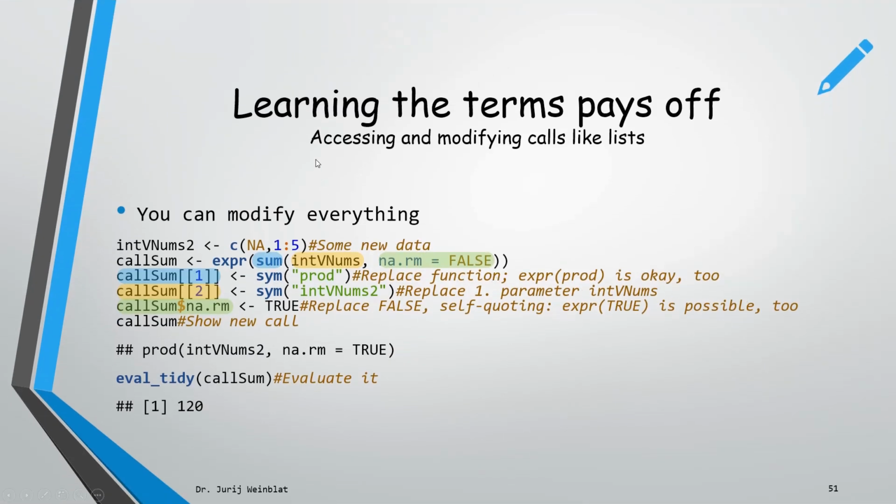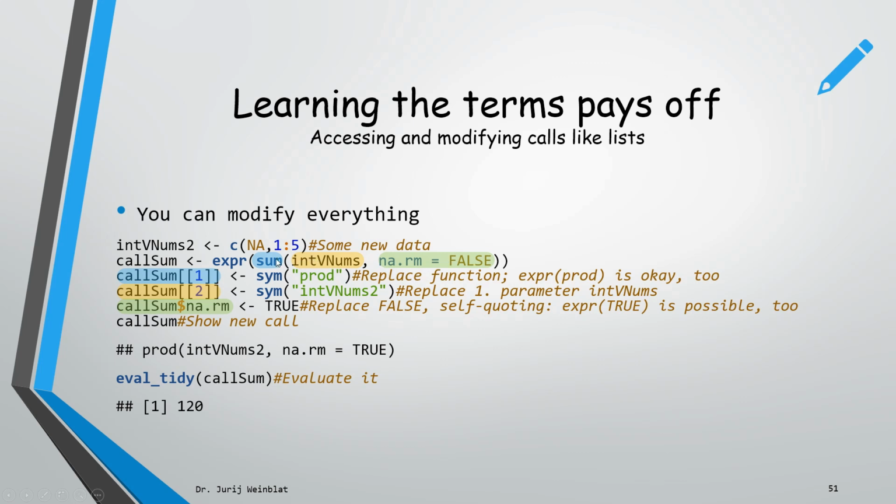And now let's have a look at the really textbook example of metaprogramming, and it's usually about how to modify basically all parts of your source code with R source code itself. So using code in order to modify other code. And in order to do that, we once again create an expression, which is our sum function, which we execute on an object and which has a parameter na.rm, which is set to FALSE.